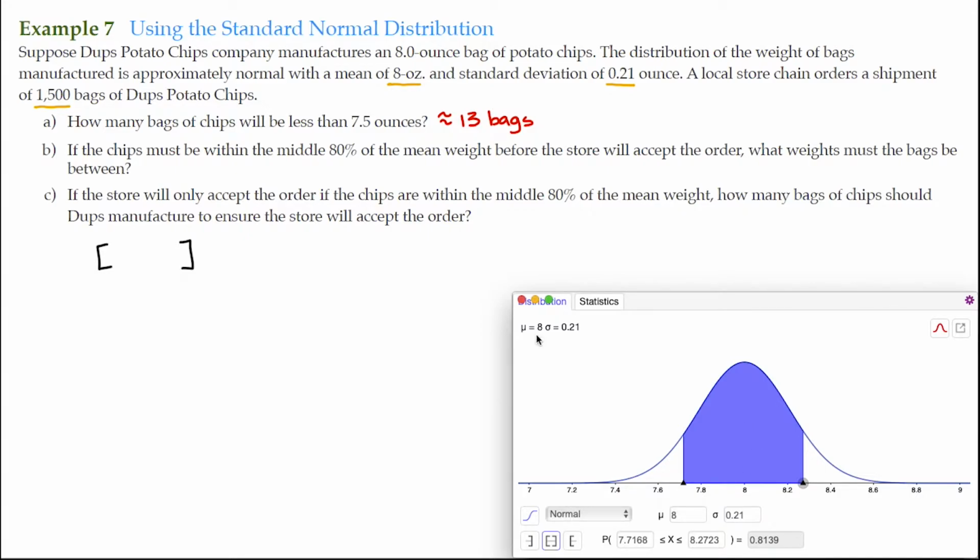The first thing I'm going to do is change this to the standard. I'm going to make the mean 0 and the standard deviation 1.